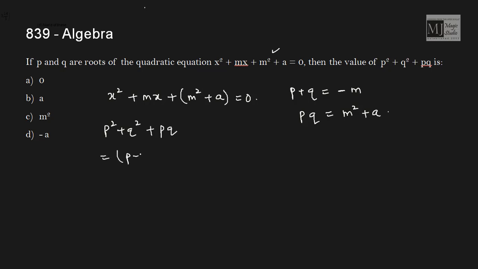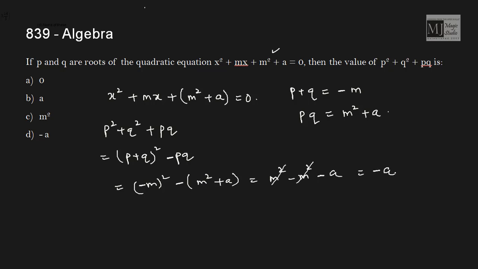This can be written as p plus q whole square minus pq, that is minus m whole square minus of m square plus a, that is m square minus m square minus a. So final value is minus a.